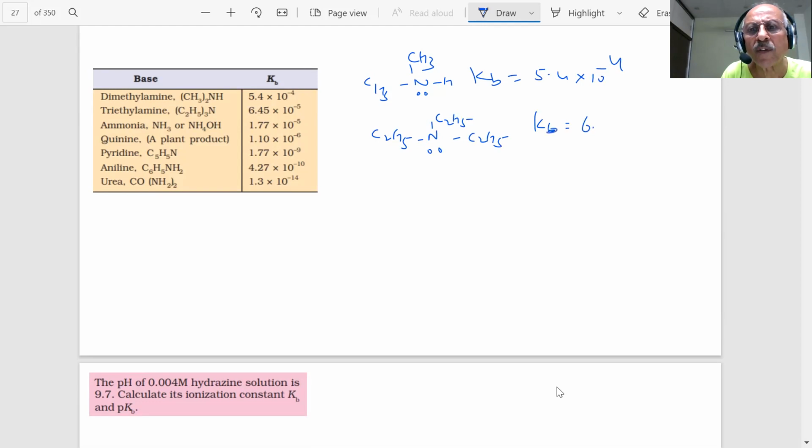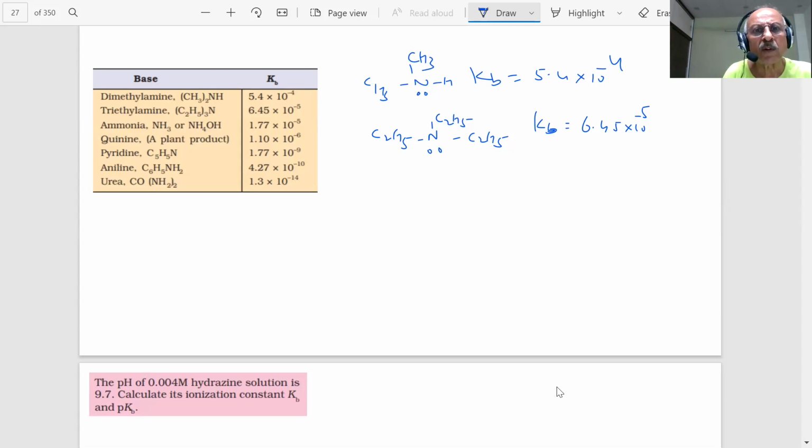So which is a stronger base then, out of the two? Dimethylamine. In organic chemistry, we discussed the basicity of amines in aqueous solution, and one question is coming in the paper every year. So Kb values can be determined. These are aqueous, because we are putting them in water.